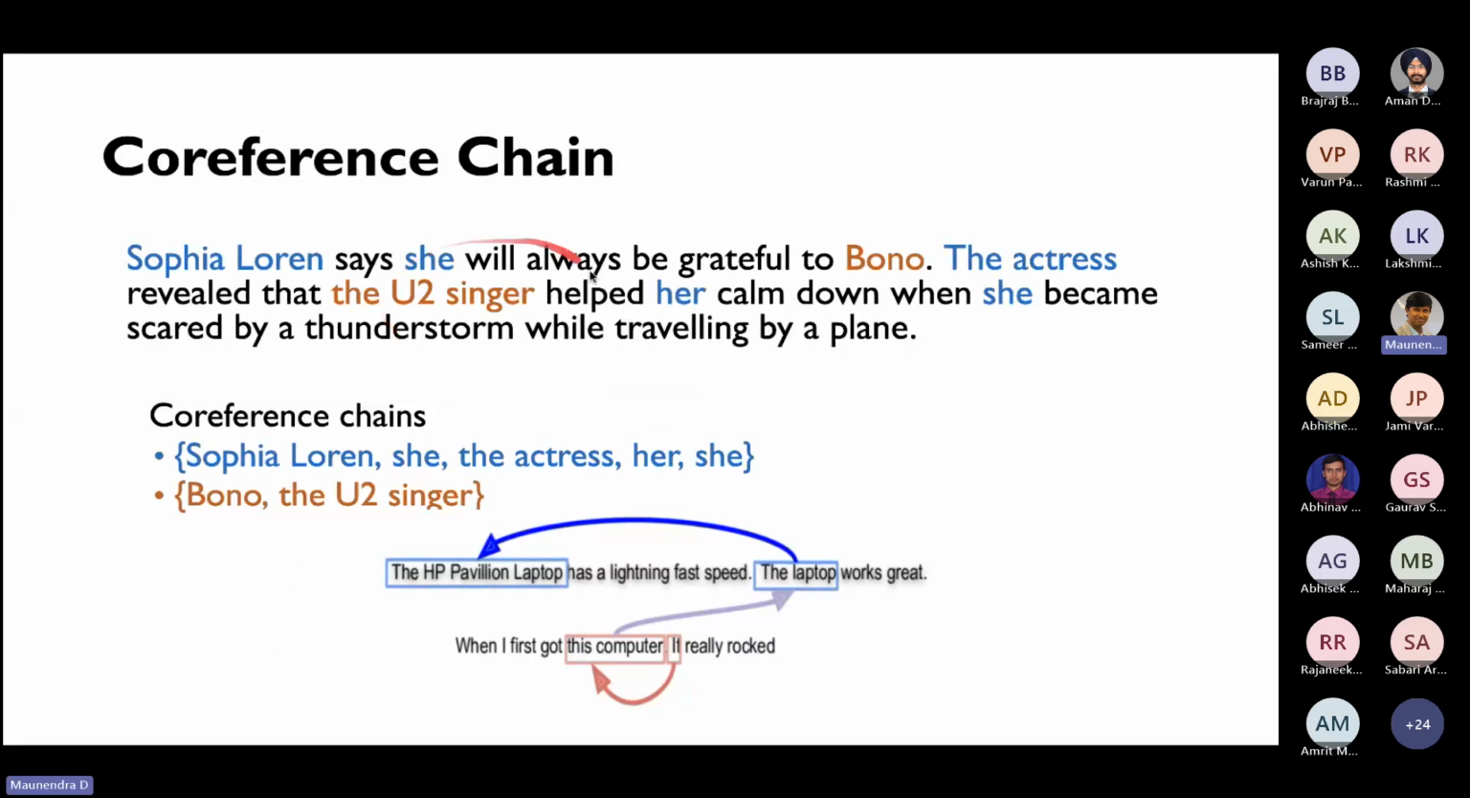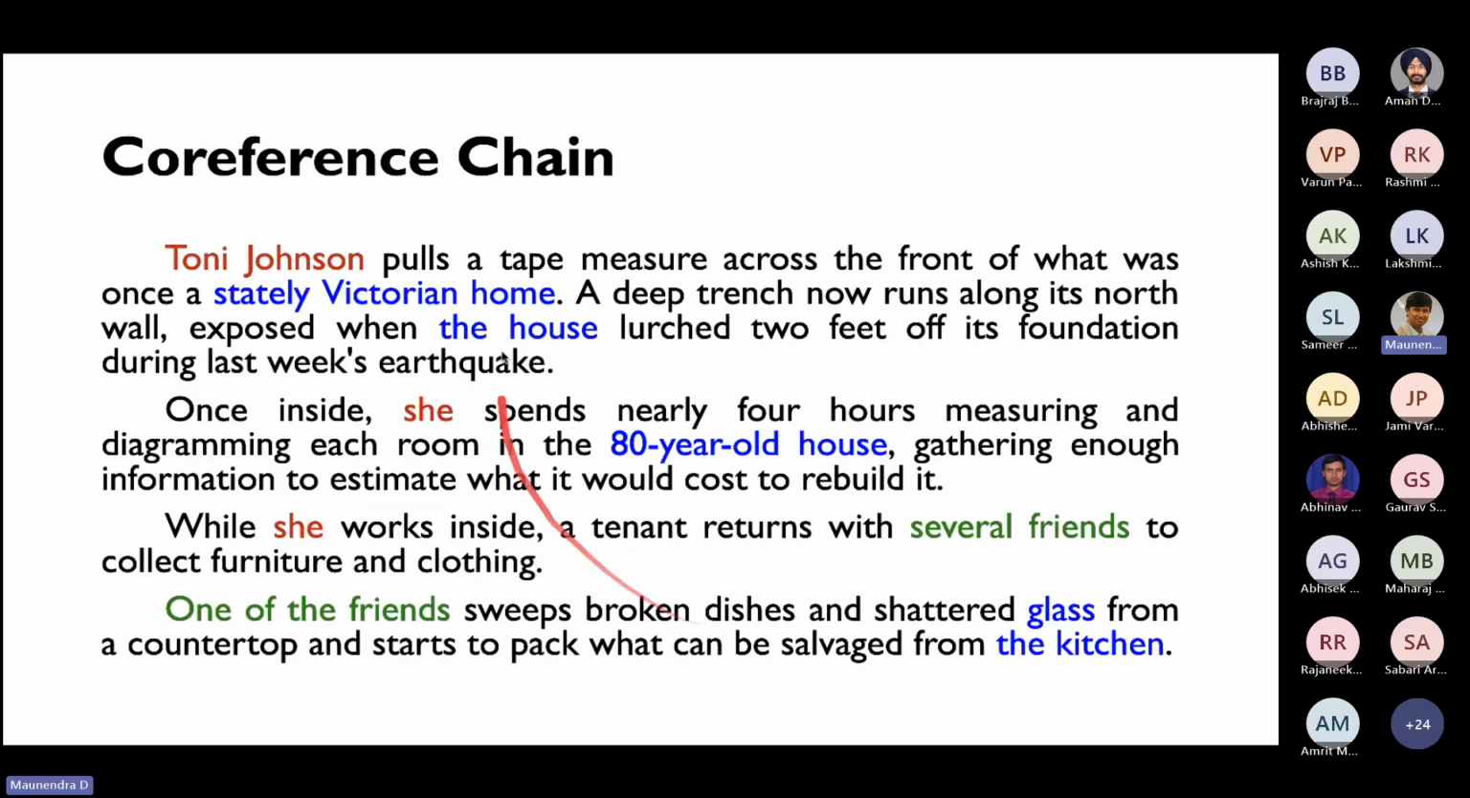Now here is one more example. Sophia Loren says she will always be grateful to Bono. The actress revealed that the U2 singer helped her calm down when she became scared by a thunderstorm while traveling by plane. So here Sophia Loren, she, her, the actress, she form one co-reference chain, and the U2 singer and Bono form one more co-reference chain. And this example we have seen earlier. There are more such examples.